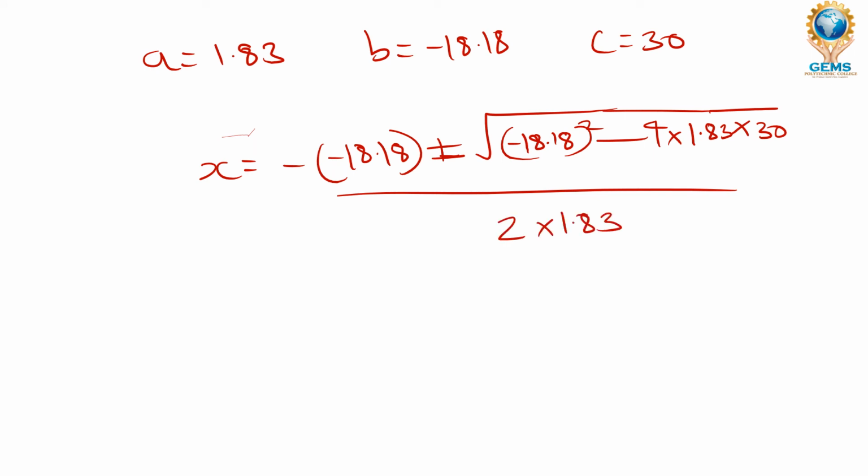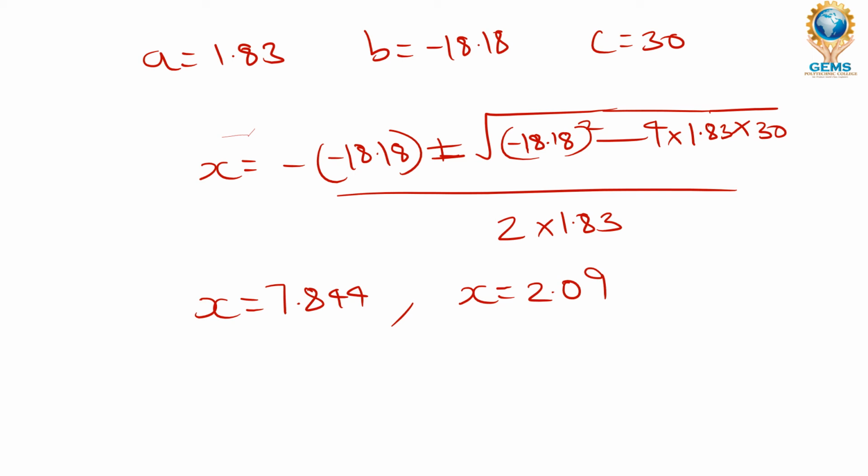Okay, now since there is a plus or minus, you are going to find two values. So the x value will be two values: one value is x equals 7.8444, and another value is x equals 2.09. Actually there are two different values, can you make note?